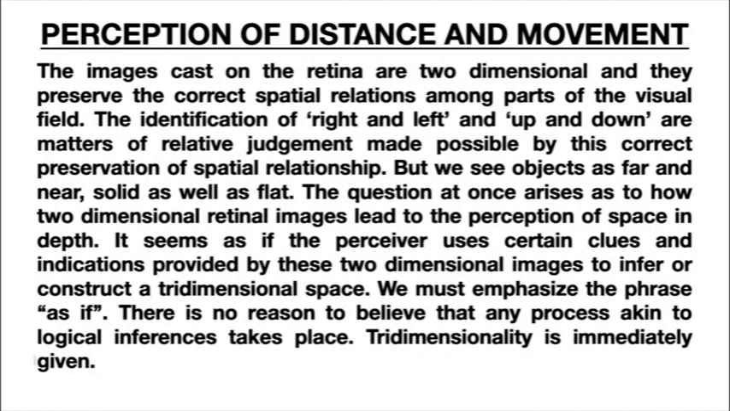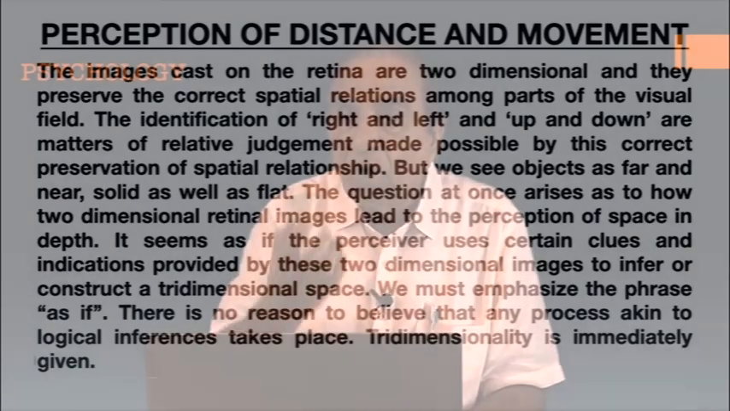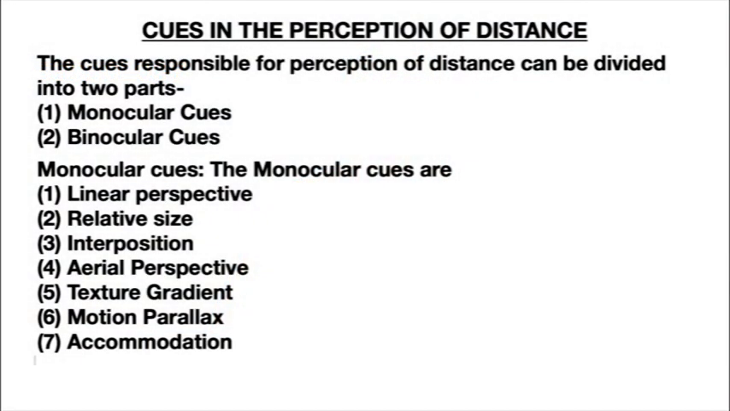We must emphasize the phrase 'as if'. There is no reason to believe that any process akin to logical inference takes place. Tridimensionality is immediately given. So, when the two-dimensional image is formed on the retina, it is converted into a three-dimensional percept. Now, how is this third dimension perceived? So, what are the cues in the perception of distance?